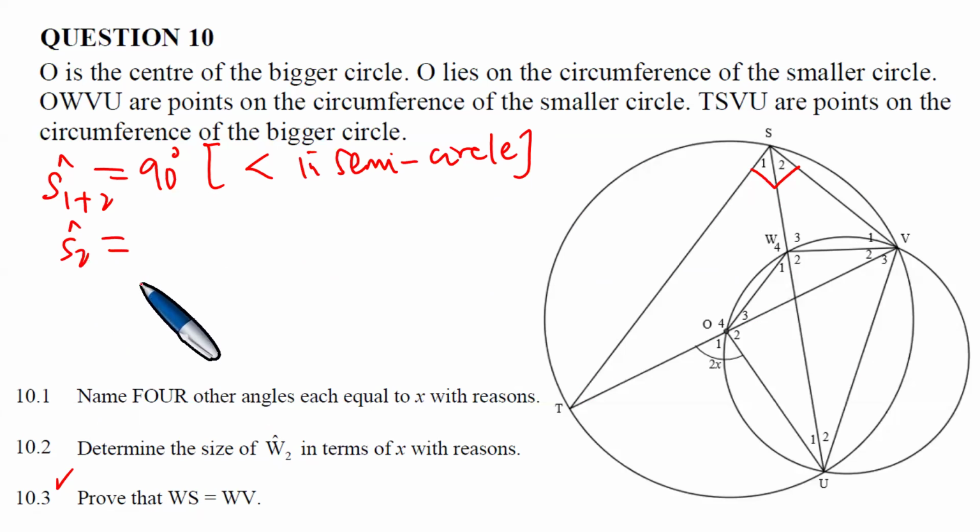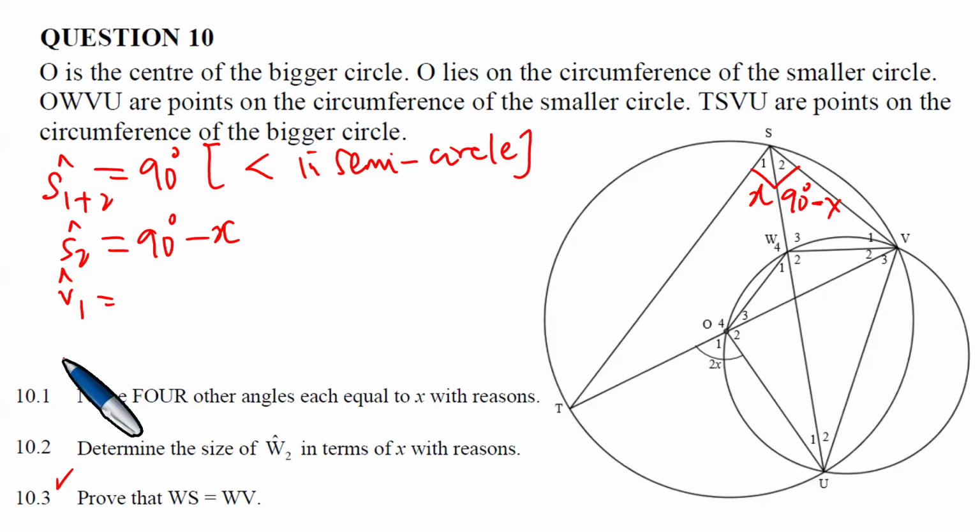So the angle S2 is equal to what? Because you already know that S1 is X. So S2 would have to be exactly 90 degrees minus X. So this one is 90 degrees minus X. What is the size of the angle V1? Now we want to find the size of the angle V1. But you already know the angle S2, which is 90 degrees minus X.